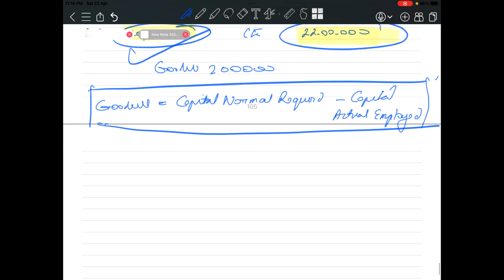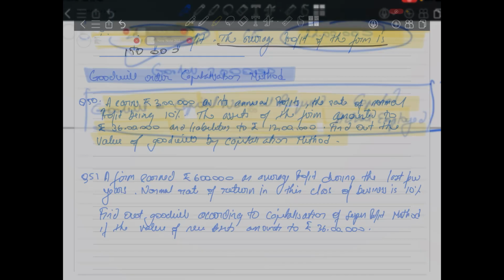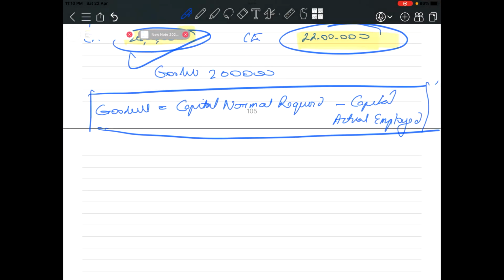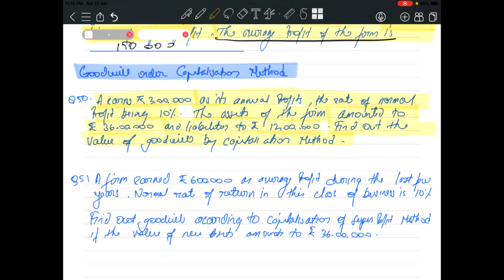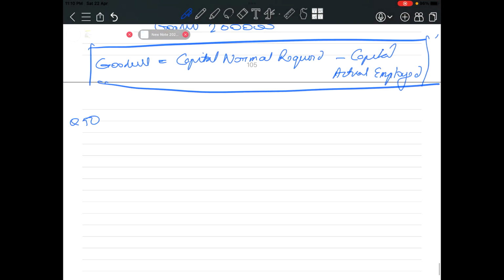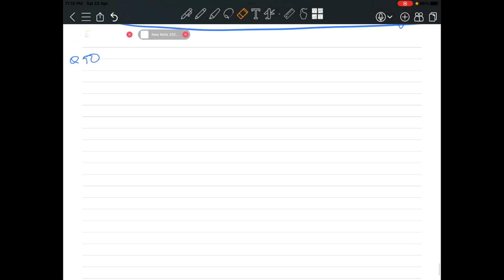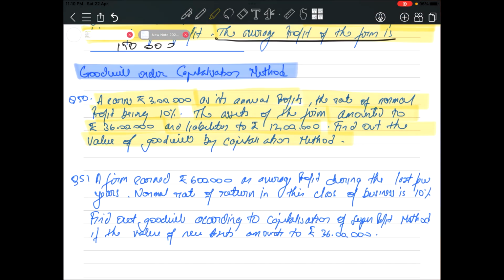Now see, goodwill under the capitalization method. What is the formula? The formula is capital normally required minus capital actually employed. So we will be doing question number 50. Let's write the formula first. We have to calculate goodwill. Goodwill is equal to capital normally required minus capital actually employed. Now let's see the question.